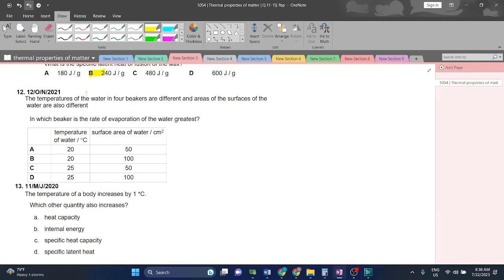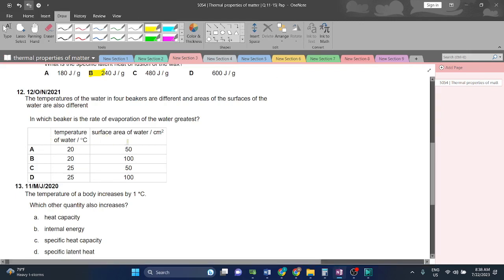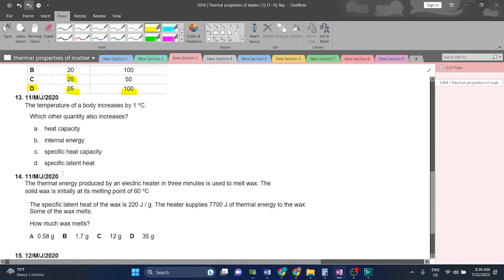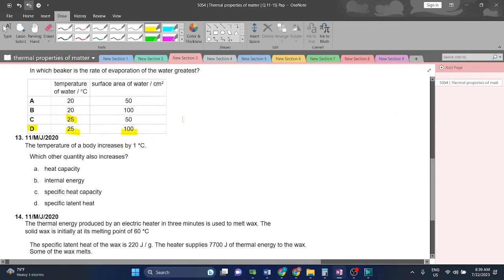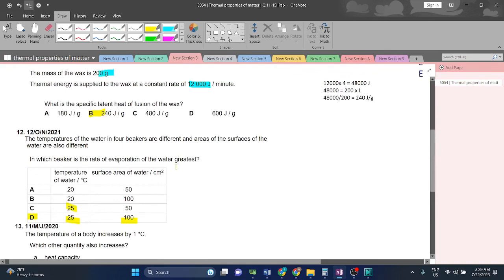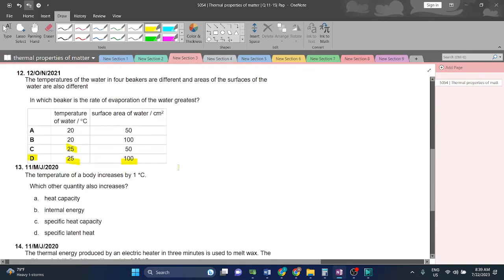So इधर हमें सिर्फ दो चीजें पूछी हुई हैं, which is temperature and surface area. Temperature has to be the highest, which means C or D is the answer, and surface area needs to be highest as well. D is the right answer. We discussed this in the last chapter thoroughly.